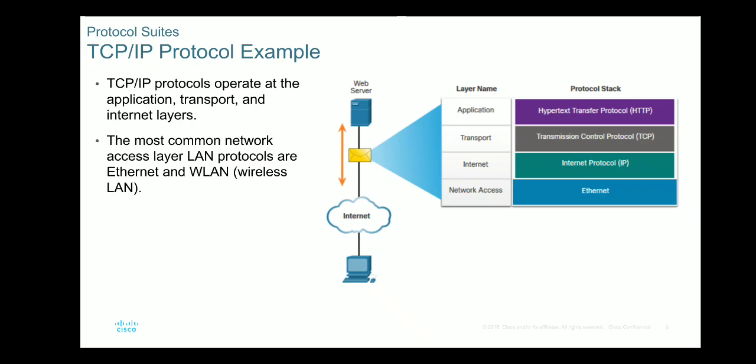So how many layers are there in this TCP/IP model? 4 layers. What are the 4 layers? Application layer, transport layer, internet layer and network access layer. So what are the protocols used in the application layer? HTTP protocol, FTP protocol, SMTP protocol, many protocols are there. In the transport layer we can use TCP protocol, UDP protocol. In the network access layer we can use the Ethernet protocol and WLAN protocol.